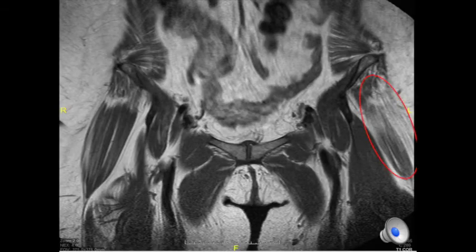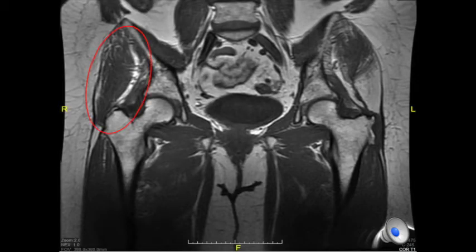Note the normal size of the TFL here as compared to the hypertrophic size of the TFL here, suggesting chronic abductor insufficiency. Note normal abductor muscle belly compared to the fat atrophy noted here in the abductor, suggesting again chronic abductor insufficiency.